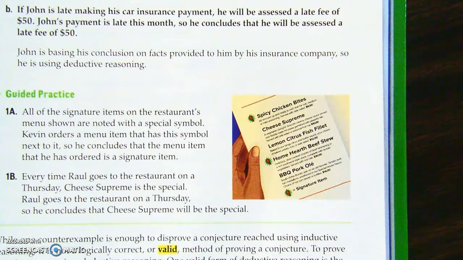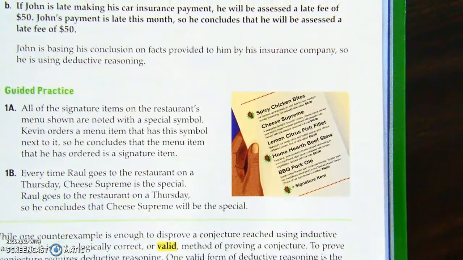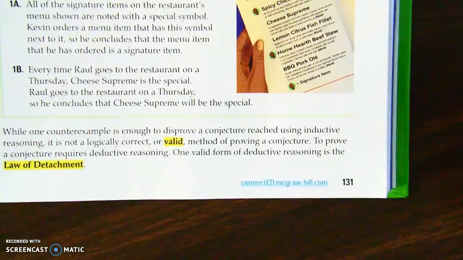Every time Raul goes to the restaurant on a Thursday, Cheese Supreme is the special. Raul goes to the restaurant on a Thursday, so he concludes that Cheese Supreme will be the special. It's like, you know, Subway, they have their sandwich of the day or something like that too. And they have that stuff. So is this based on deductive reasoning, or is this inductive reasoning? Okay. All right, we can talk about this in class too. Okay, so now let's go down here. So this is what we have to talk about.